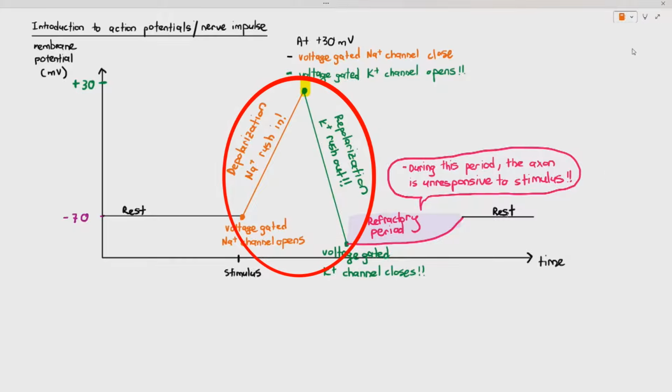As you can see here, the part where I'm circling is the action potential, by the way. Depolarization and repolarization. This is the signal that is being sent along the axon.